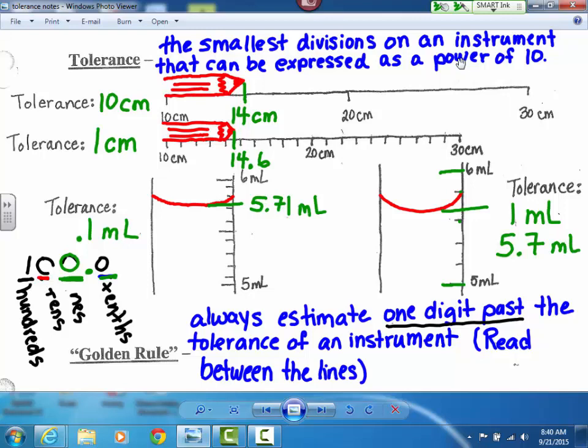And we can't go any further than that. We might think we know that we can go further, but we can't go any further because that's where our estimate place is after the tolerance.